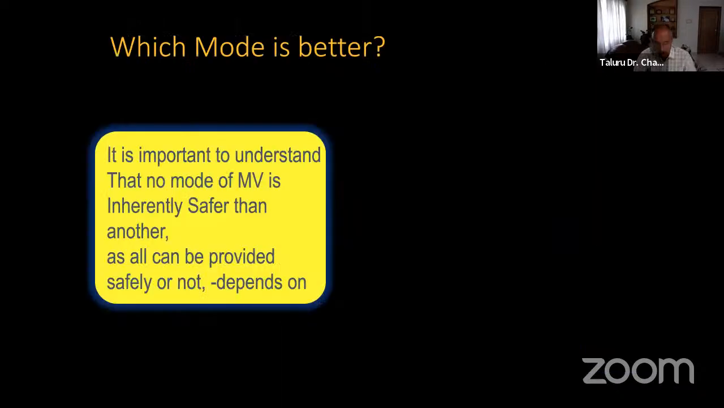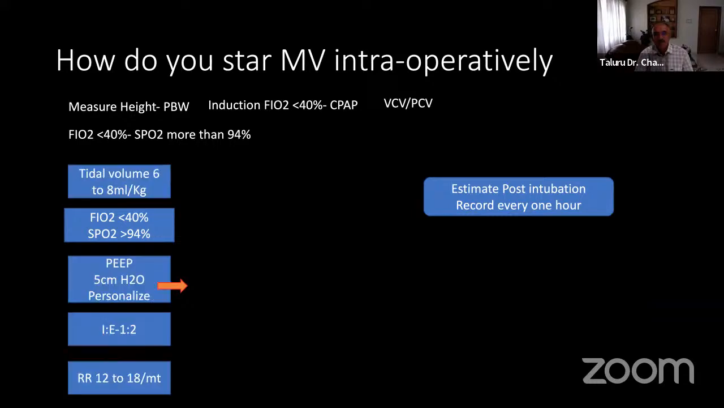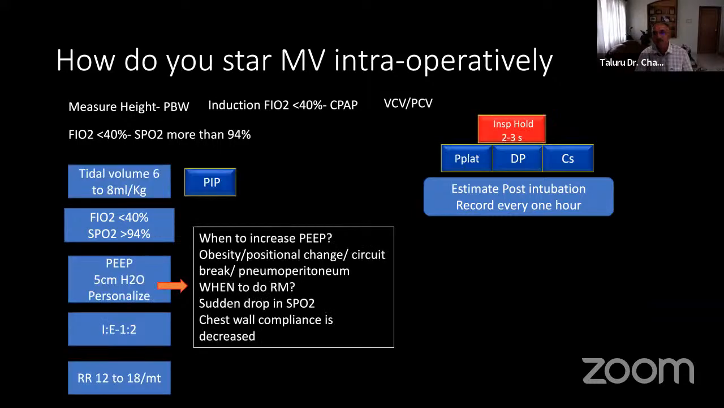So it is important to understand no mode is inherently safer. This I have already put. It is always the framework which we have to look at. Settings are all not different. Again, the same settings are applied to whatever mode you work. Settings don't change. We know what the tidal volume is, and tidal volume is always to the predicted body weight. FiO2 we know, PEEP we know, we personalize. Then we know when to do a recruitment maneuver.